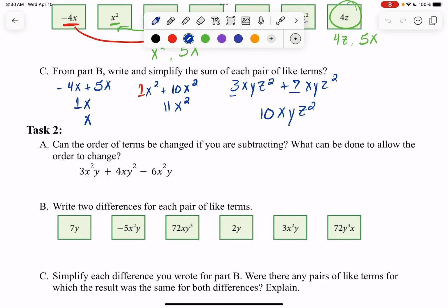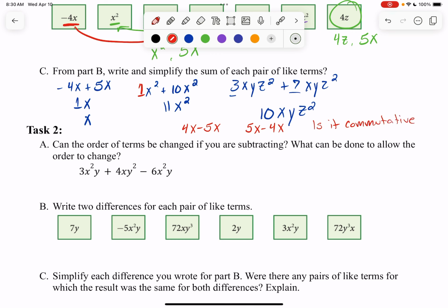16.1, task 2. In this task, we are asked, can the order of the terms be changed if you are subtracting? Can I switch that order? Meaning, if I had 4x minus 5x, could I change it around to 5x minus 4x? Is it commutative?